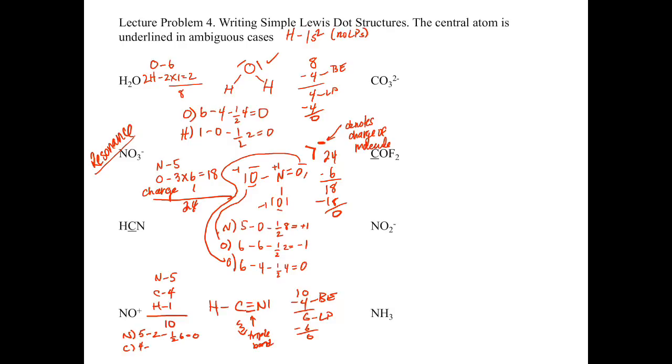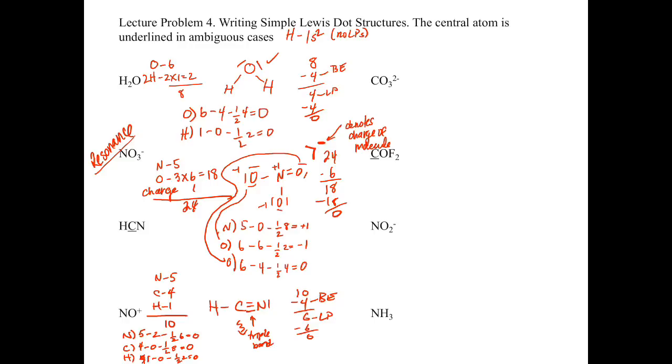For our carbon, formal charge is going to equal 4 minus 0 minus 1/2 of 8. There are 8 bonding electrons around it. That's going to give us a 0. And for hydrogen, formal charge is going to equal 1 minus 0 minus 1/2 of 2. That's going to give us a 0.